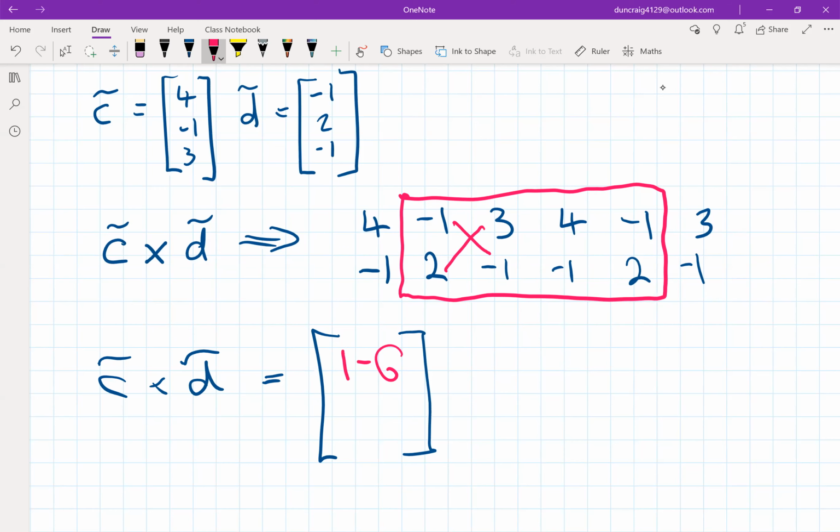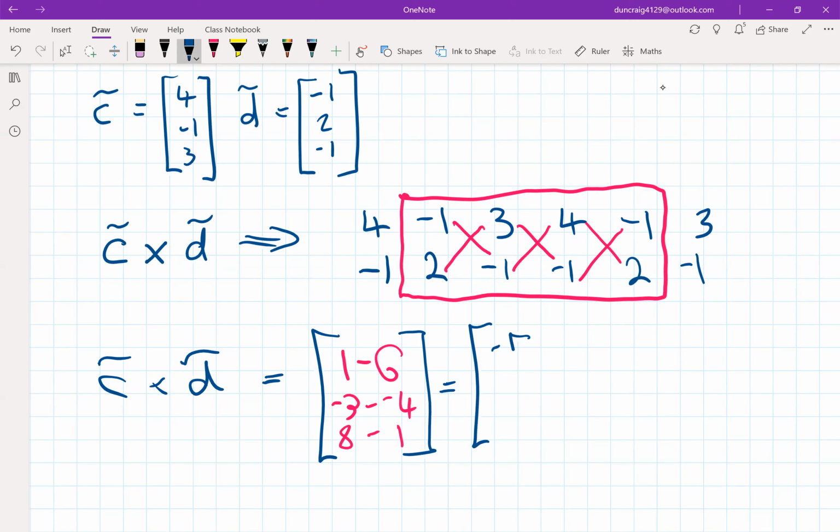Then I go across and I do the same thing again. 3 times -1 is going to be -3. Take away 4 times -1 is -4. And then do the last one. 4 twos are 8. Take away -1 times -1 is 1. Okay, so that's essentially what I do there. And then you just go ahead and simplify.